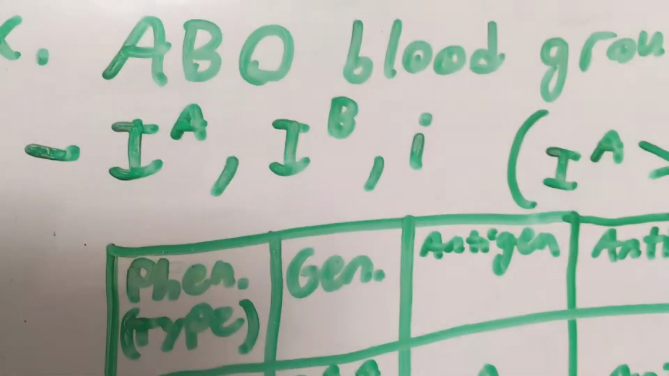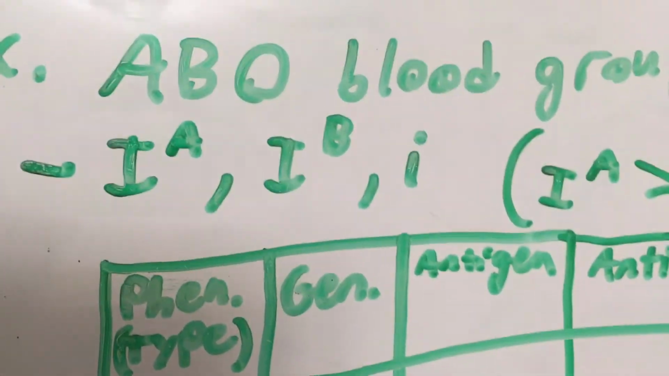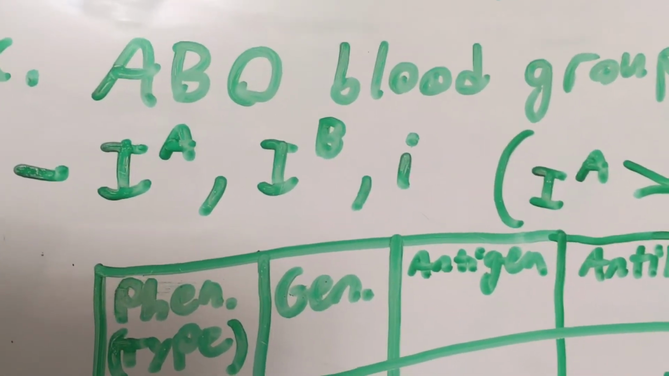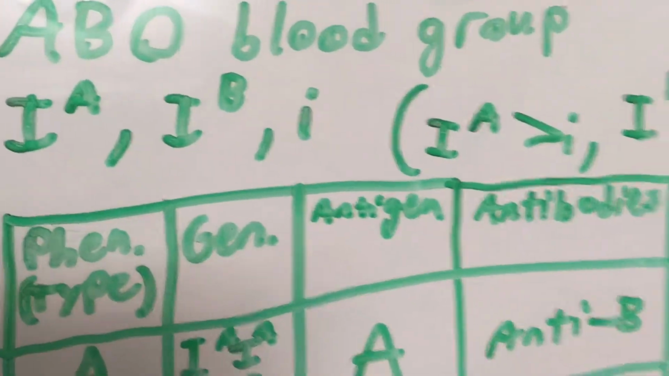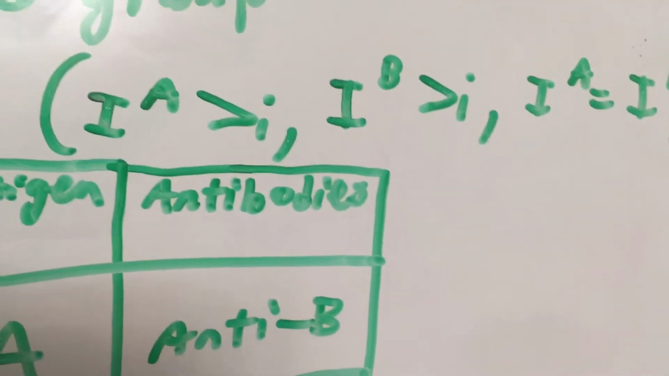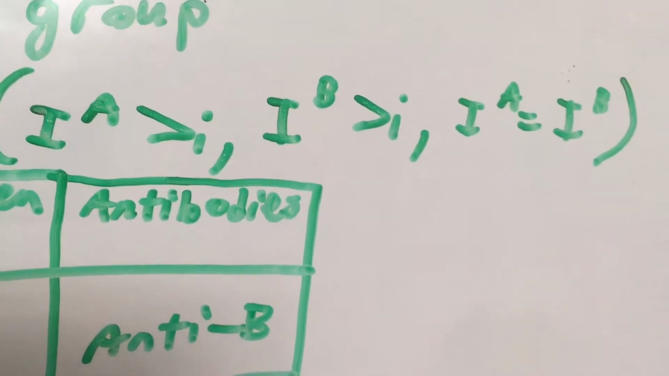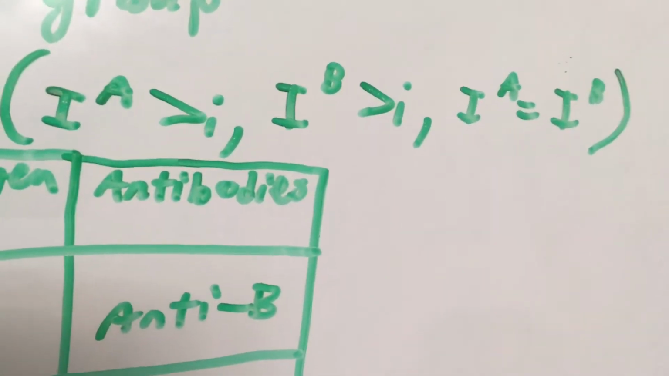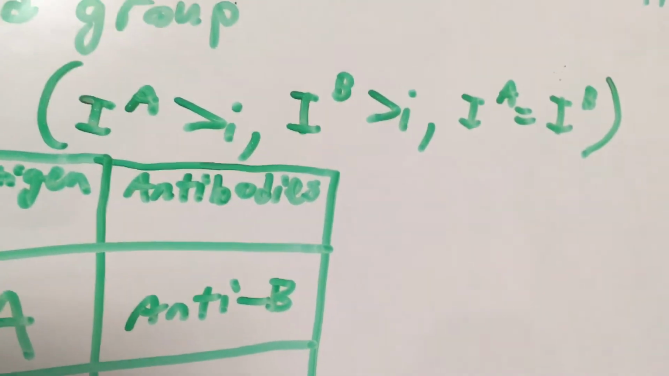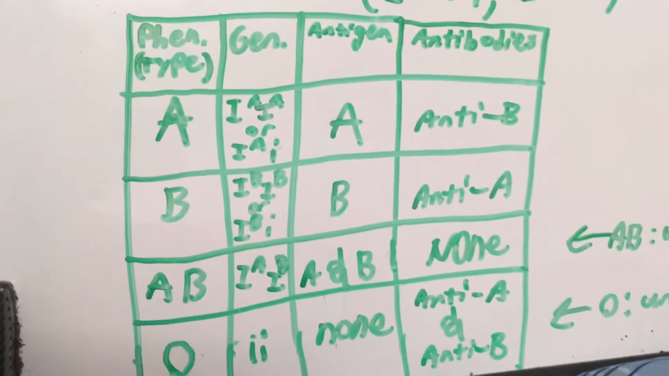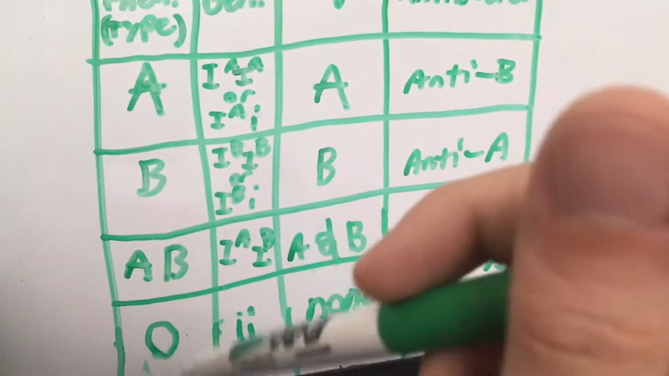So here we have several different genotypes. So there's alleles really. So IA, IB, and little i, where IA is dominant to little i, IB is dominant to little i, and IA is equal in dominance and therefore codominant to IB. So here's a little diagram. We have the phenotypes, which present the blood types, which is A, B, AB, and O.